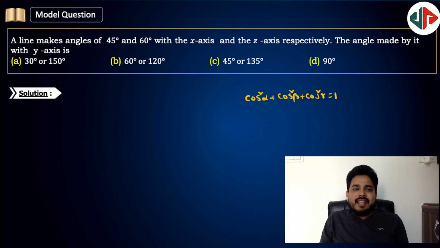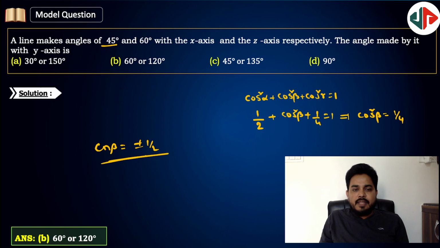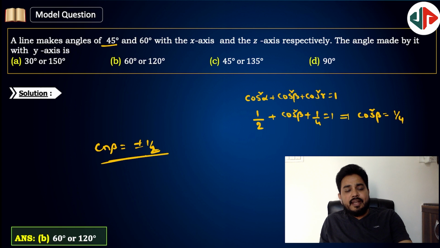So with the x-axis at 45 degrees, cos square alpha is 1 by 2. Cos square beta, I just don't know, plus cos square gamma is 1 by 4, is equal to 1. So from here, cos square beta is equal to 1 by 4. So cos beta is equal to plus or minus 1 by 2, which is either 60 degrees or 120 degrees.